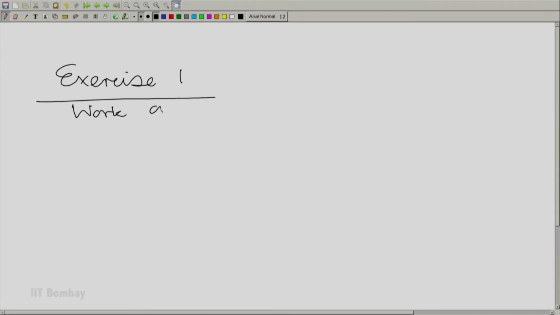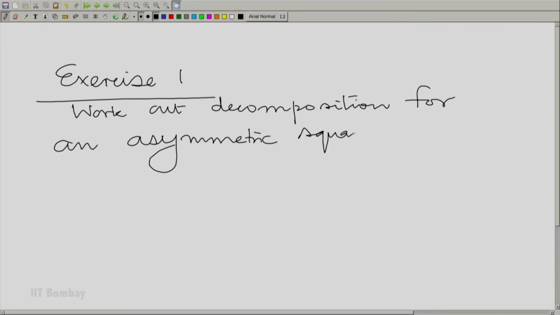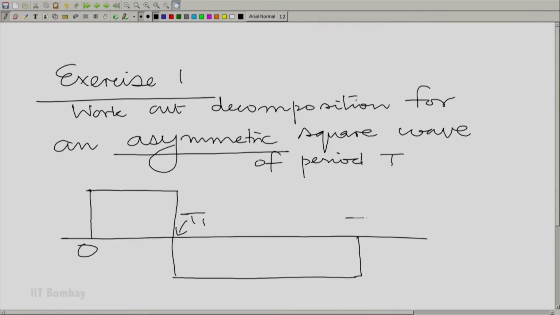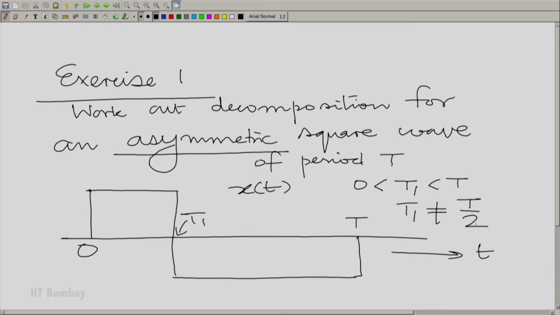Exercise 1. Work out the decomposition for an asymmetric square wave. That means the period remains at T. However, the transition is somewhere other than the middle. So, let us say the transition is at t1. This is how x(t) looks. t1 is between 0 and T, but not equal to T by 2. And of course, as usual, x(t + T) is equal to x(t) for all t. This, please remember again, is a symbol for all.